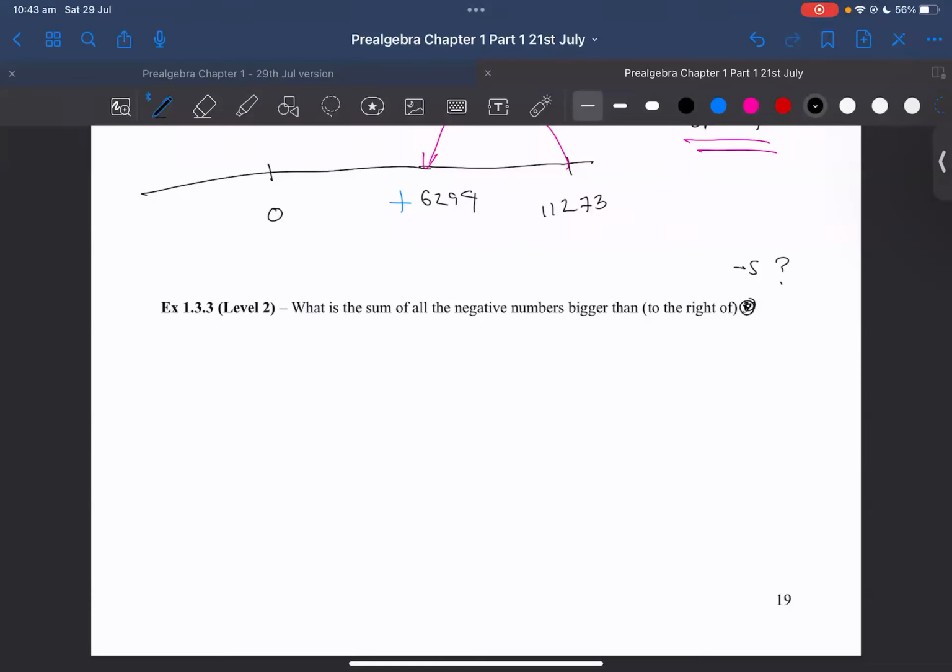What are all the negative numbers bigger than -5, to the right of -5? And what I mean is negative whole numbers, sorry. Not just negative decimals, just negative whole numbers bigger than -5. If you know which ones they are, just draw the number line and see which ones are the bigger numbers than -5. Only a few of them.